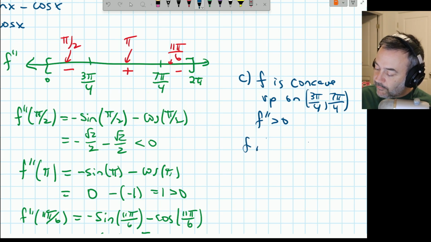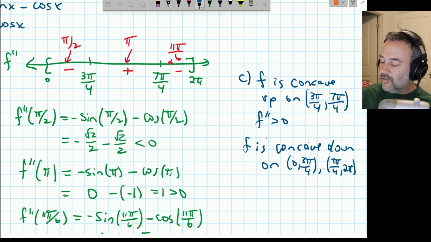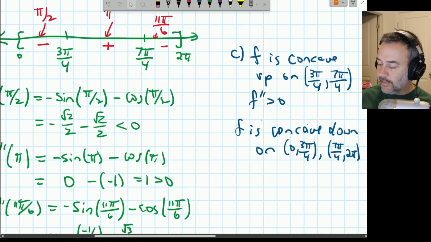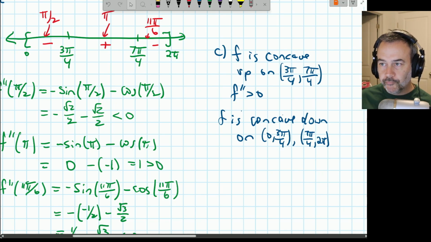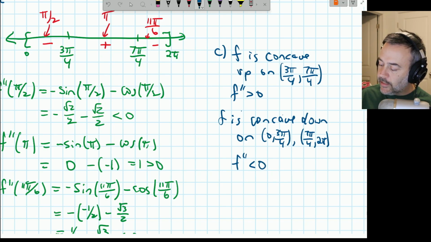Let's see. So f is concave down on 0 to 3 pi over 4 and 7 pi over 4 to 2 pi. You don't need a union here. We're not solving an equation. We're just listing intervals where it's concave up and down. And the reason for this, always give a reason, is f double prime is negative. So because, and this is true because.